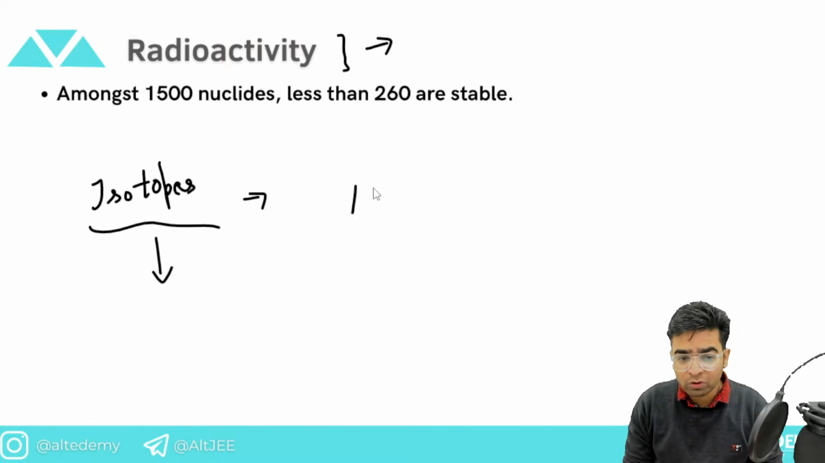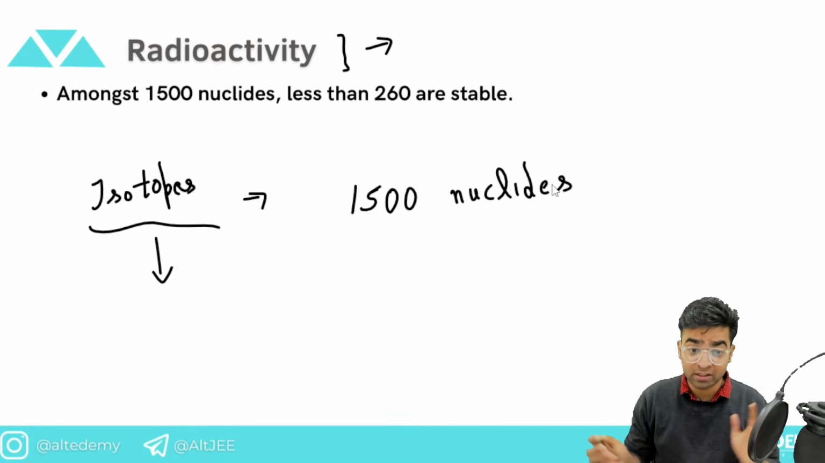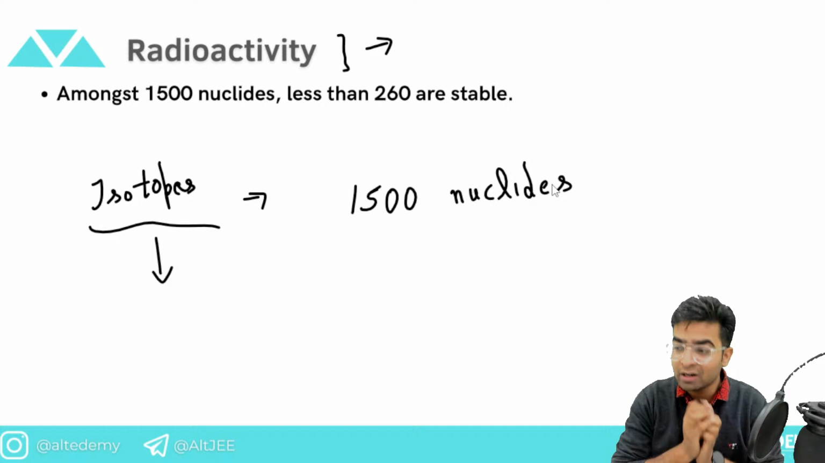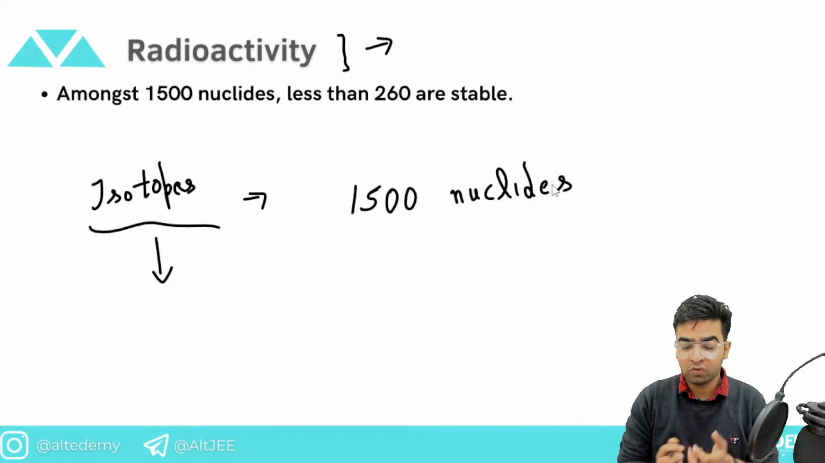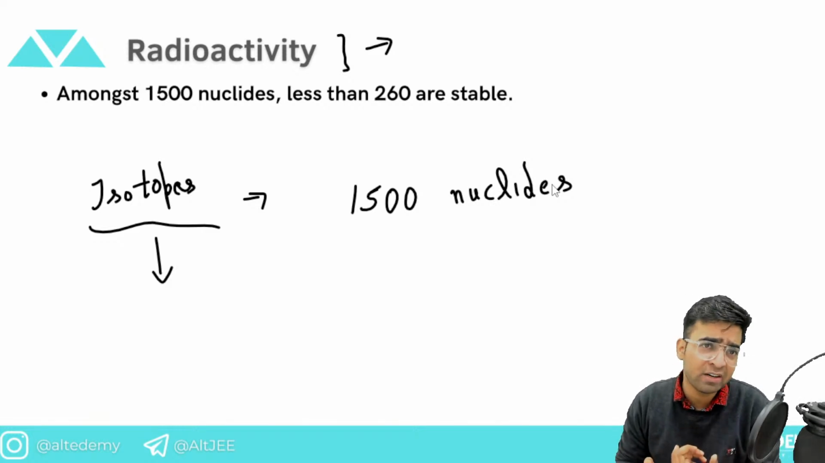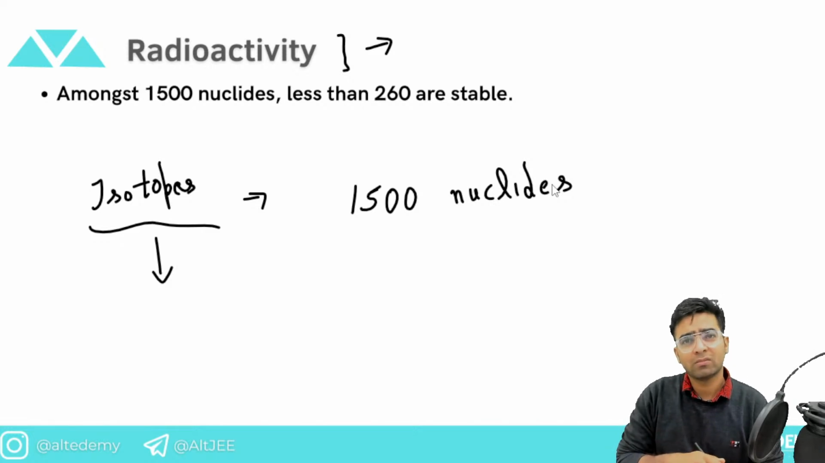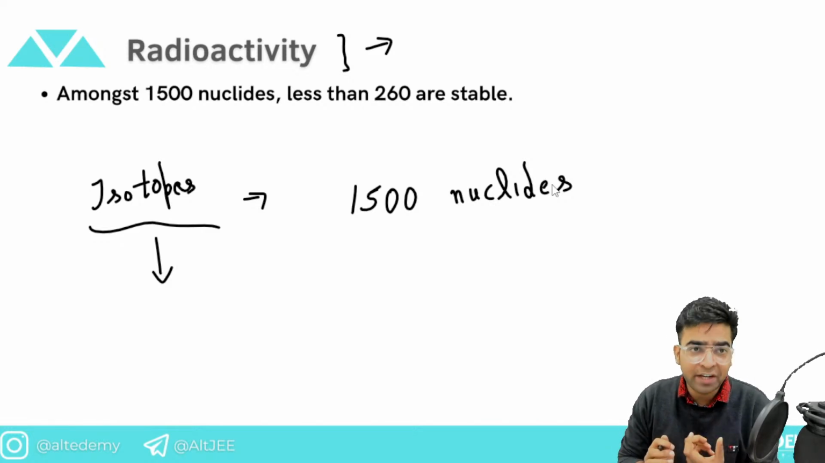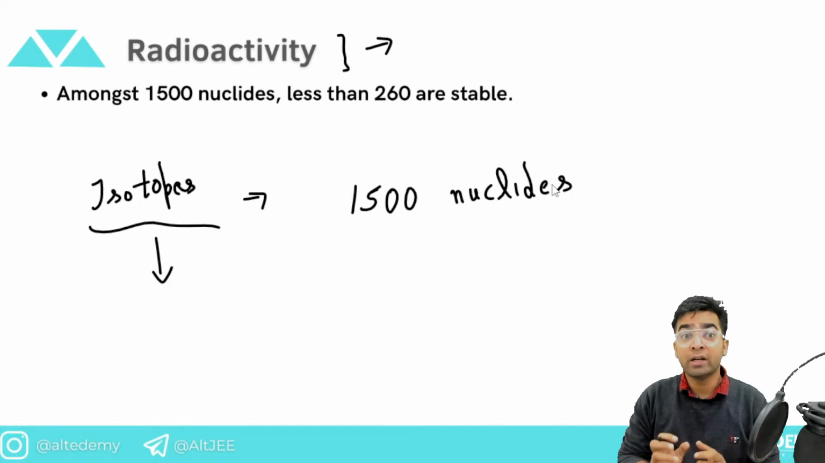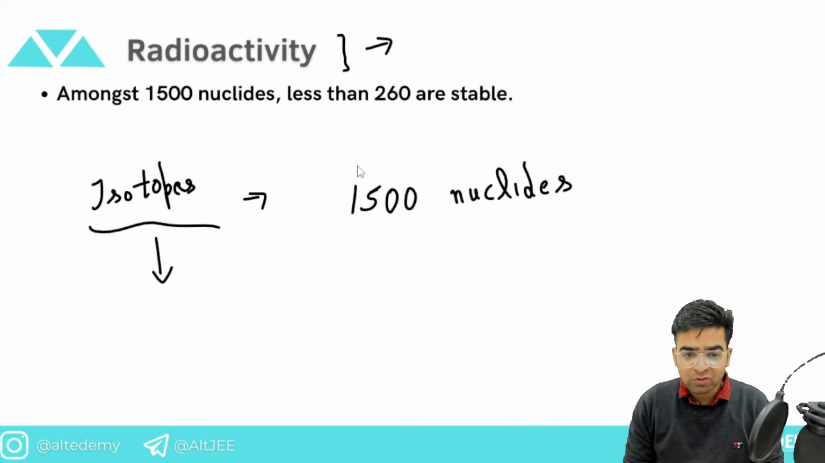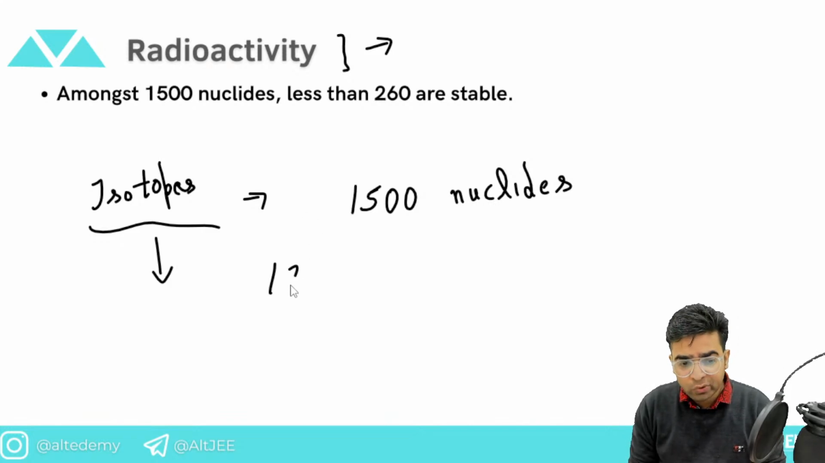Overall, we have around 1500 nuclides. They are all different. So we have 1500 different types of nucleus, from which around 1250 are unstable.